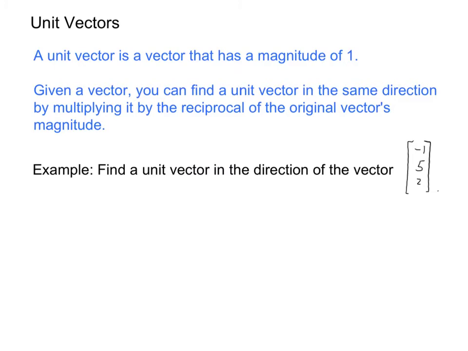And if you're given some vector, you can always find a unit vector that's in the same direction by taking your original vector and just multiplying it by the reciprocal of the original vector's magnitude. That sounds complicated. It's really not that big a deal. I've got an example here where I can show you that. To find a unit vector in the direction of this vector, the first thing we do is we find the magnitude.